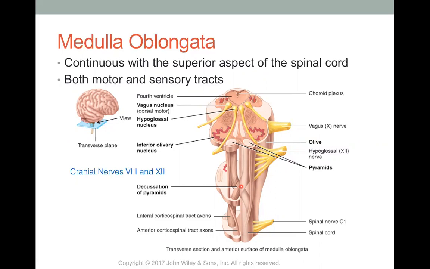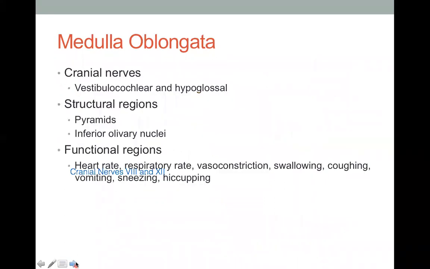The inferior olivary neurons will relay impulses from proprioceptors to the cerebellum. Functional regions here in the medulla include nuclei that are reflex centers for regulation of heart rate, respiratory rate, vasoconstriction, so constriction or closing of the blood vessels, swallowing, coughing, vomiting, sneezing, and hiccuping. The first three of these are considered to be vital reflexes.